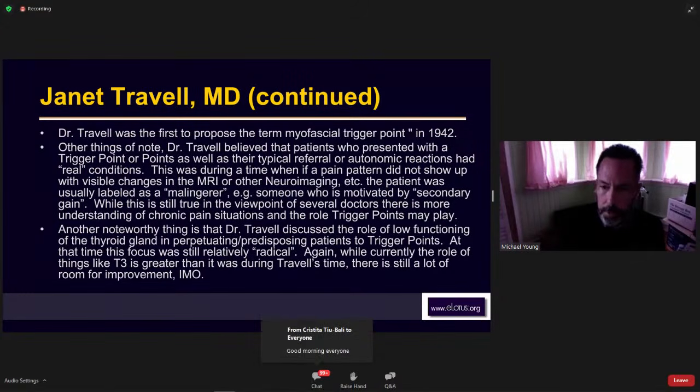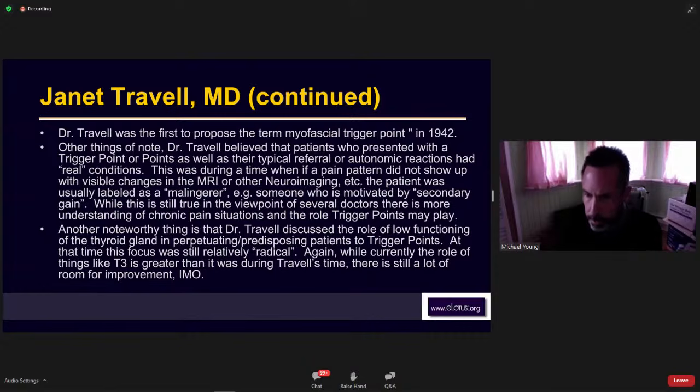There's still some tendency today to disregard patients if the neuroimaging comes back negative, but it's not as bad as it was in her time, and hopefully it'll keep improving. She also talked about the role of low functioning of the thyroid gland in perpetuating and predisposing patients to trigger points. It's still radical today to talk about alternate theories of the thyroid, but it was more radical back then. So she was definitely ahead of her time, in my opinion.